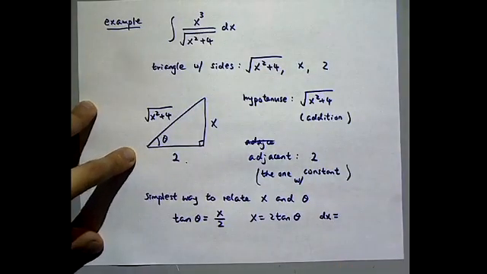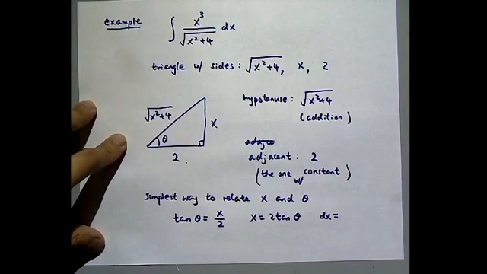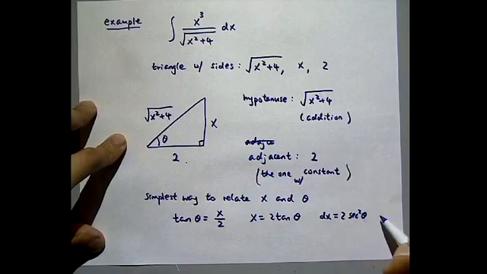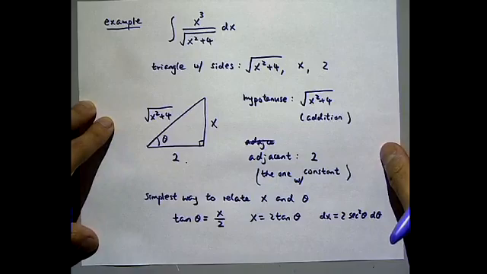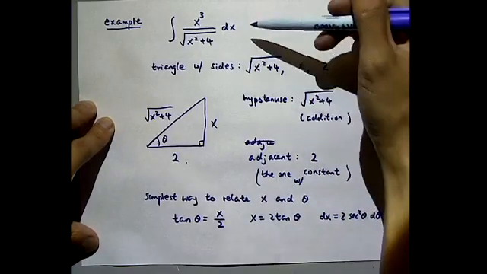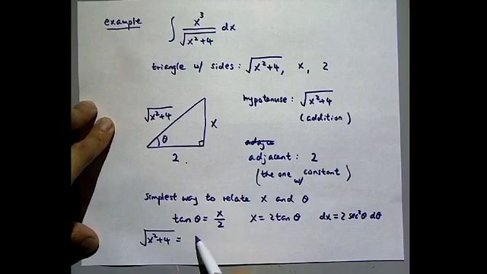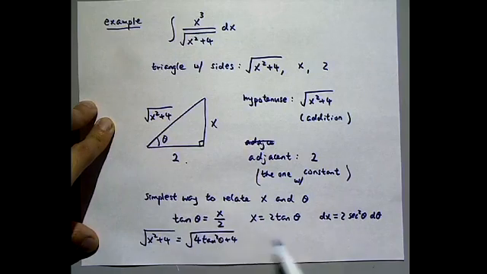What's dx? I need to hear more. Good. 2 secant squared d theta. Okay, so we took care of x, we took care of dx. Let's take care of these other guys. What do we get here? We get the square root of 4 tangent squared plus 4, which is the square root of 4 times the quantity tangent squared plus 1.